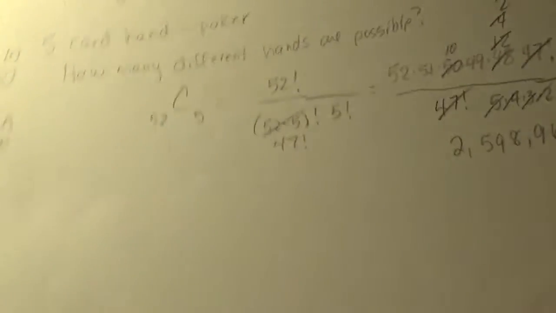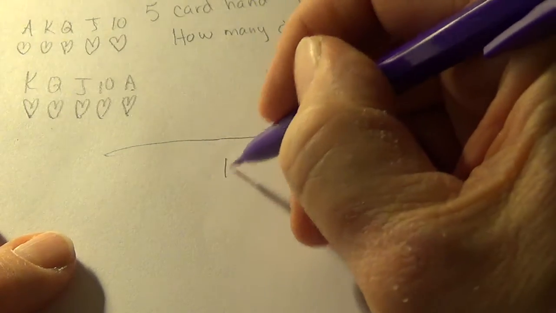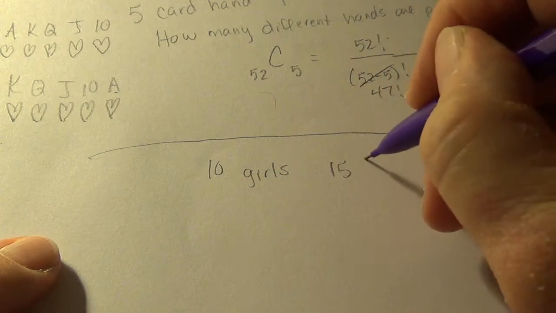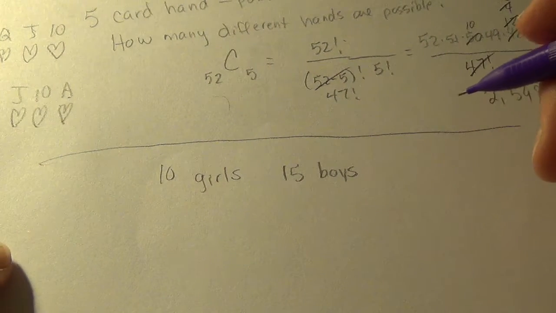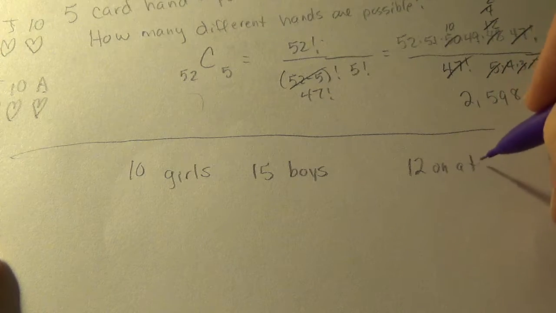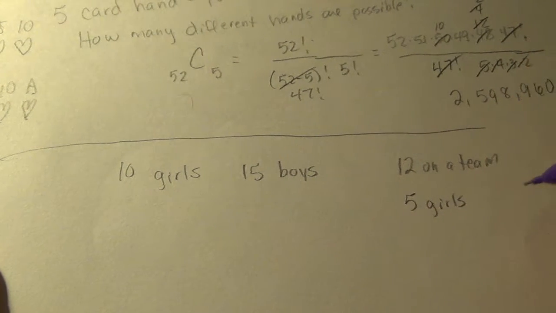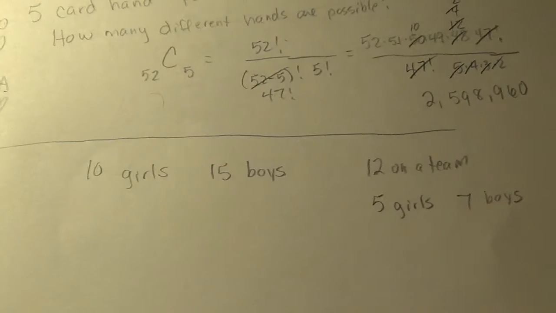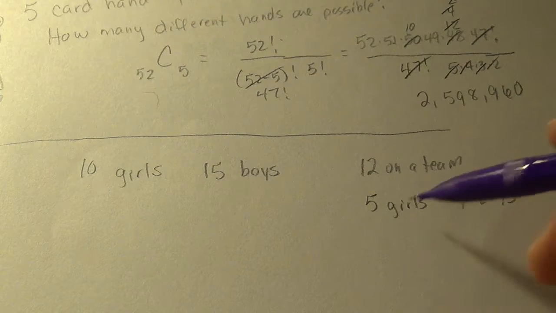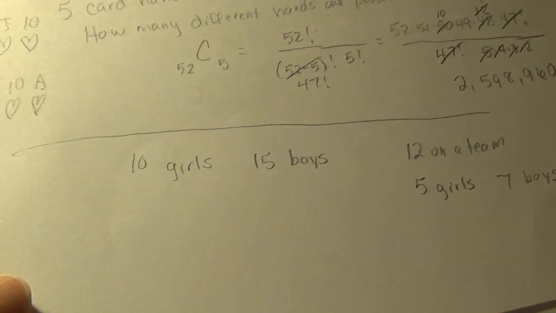All right, let's do another one. And let's say there are 10 girls and 15 boys that have tried out for the swim team. And we need a 12-person swim team. And we need 5 girls. And we need 7 boys. So, how many teams are possible with these parameters? 5 girls and 7 boys taken from 10 girls and 15 boys.